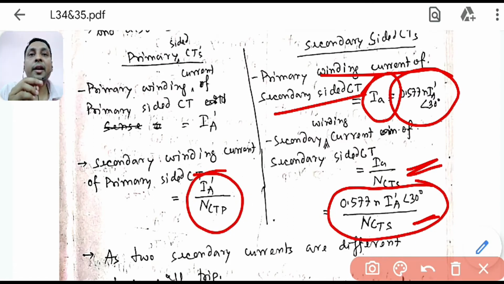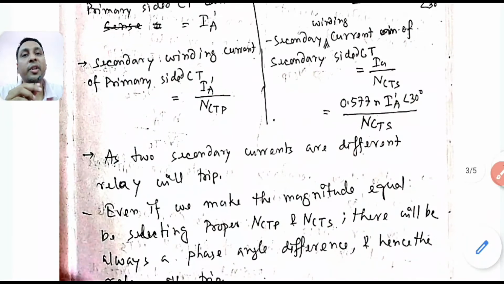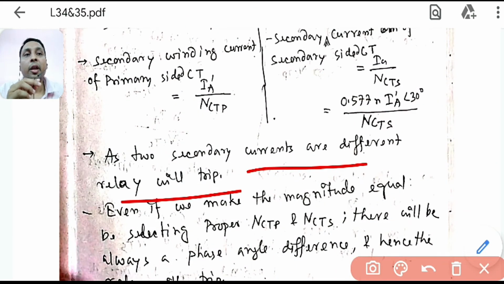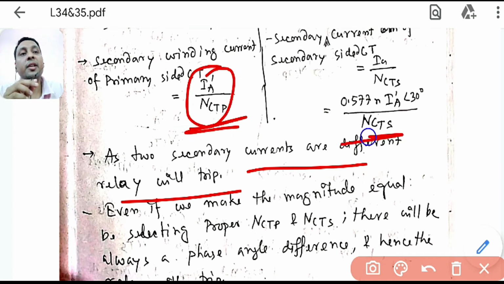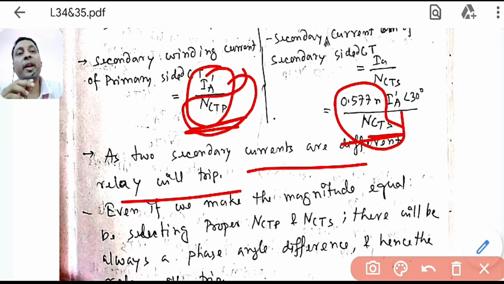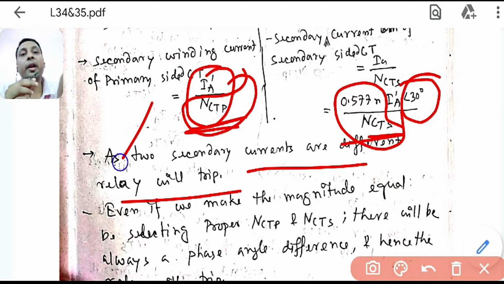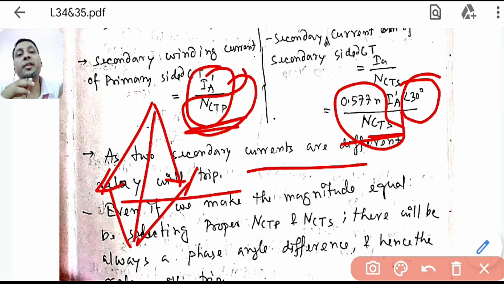These two currents should match. Here they are not equal, so obviously your differential protection relay will trip. Even if we make the magnitudes equal, taking NCTP and NCTS in such a way that 1 by NCTP and this magnitude are equal, there will always be a phase shift of 30 degrees. One current will be this way, one current will be this way. So there will always be a difference, and the difference is this one.